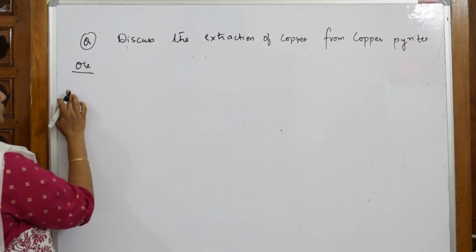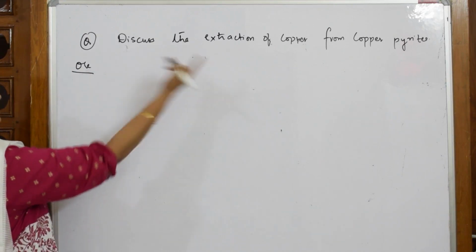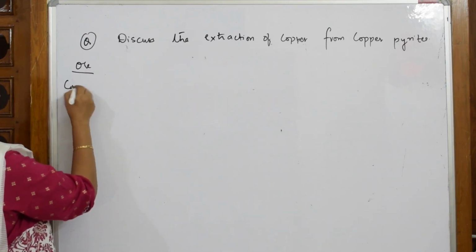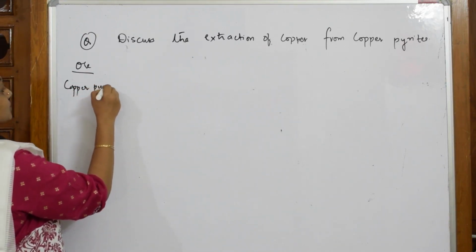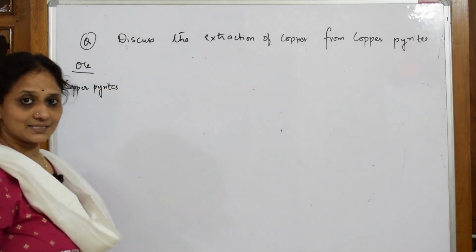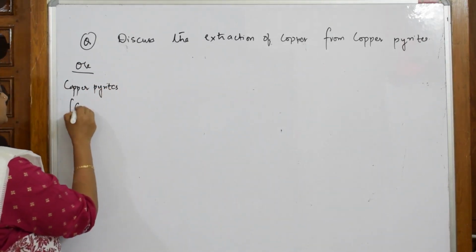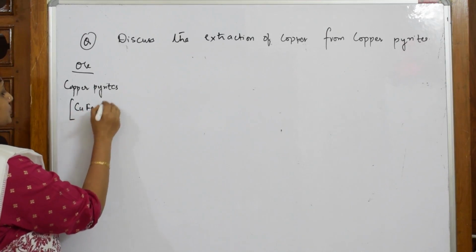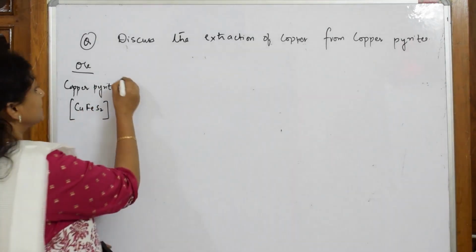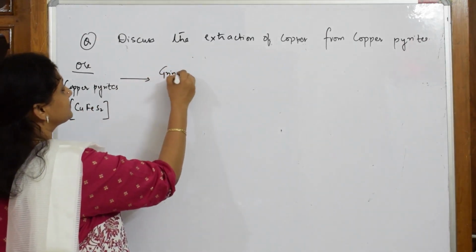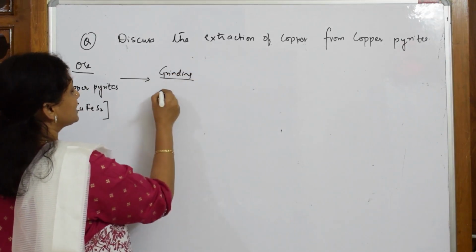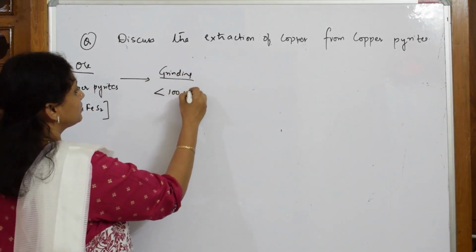So what are we going to do? We're going to take the ore first. As I said, copper pyrites, or chalcopyrite, is the same. The formula for this which you're going to write is CuFeS2. Now, this particular ore, I said, we are going to send for grinding. When you're grinding it, the particle size is less than 100 micron.